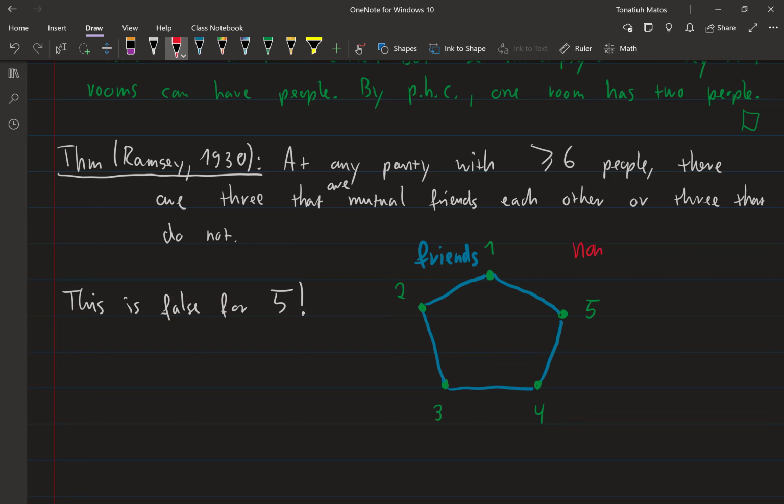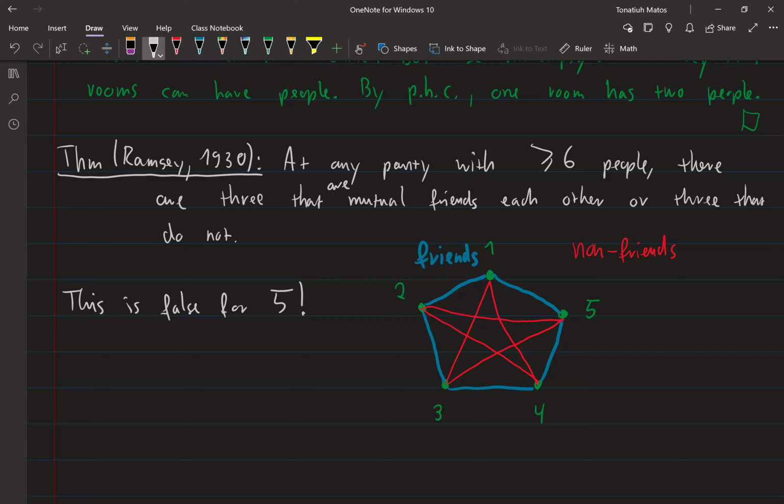If you color the non-friends in red, just to make things a bit clearer, then you find this other nice cycle, right? Finding 3 people with the same relation is like finding a triangle of the same color. And the shape that I just drew for you has no triangles of the same color. There's no blue triangle, and there's no red triangle. Okay, that's better.